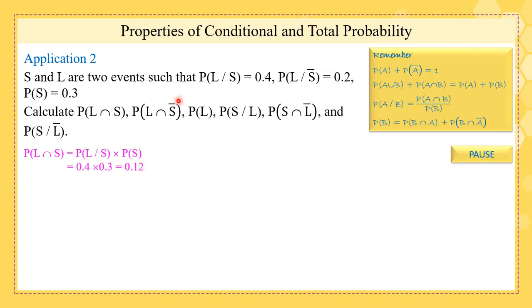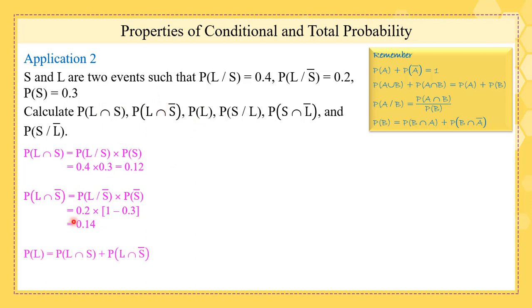Try to see the second one. So similarly here, the probability of L intersection S bar is the probability of L given S bar times the probability of S bar, and we know the probability of L given S bar, and we know that the probability of S bar is 1 minus the probability of S, and this is what we get. Now the probability of L, after knowing all of these properties, it's clear that the probability of L is L intersection S plus L intersection S bar. So we use these two results in order to get 0.26.